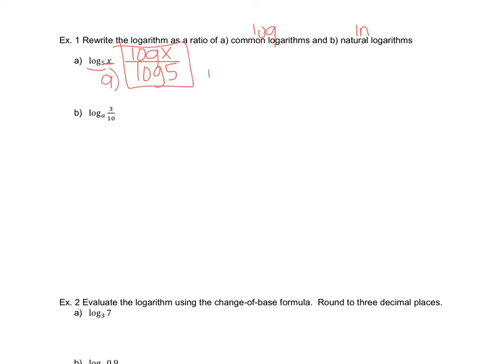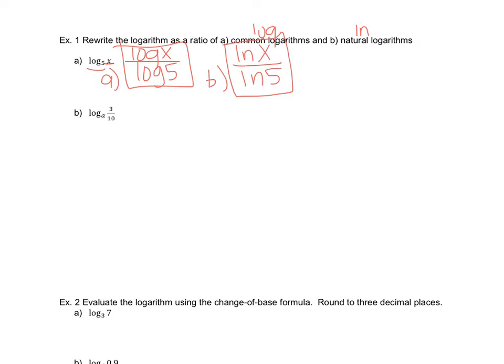Part B, you're going to do the exact same thing. It's just that you're using ln instead of log. So here I would have ln of the big base, x, divided by ln of the little base, 5. And that would be writing it as a ratio.